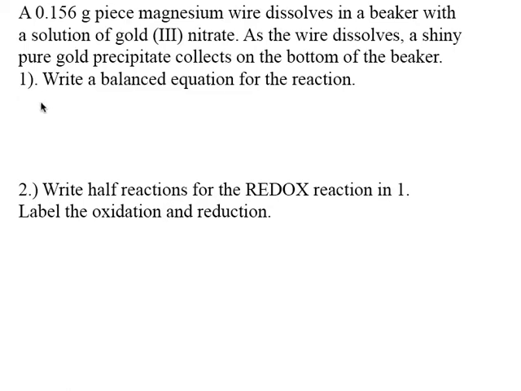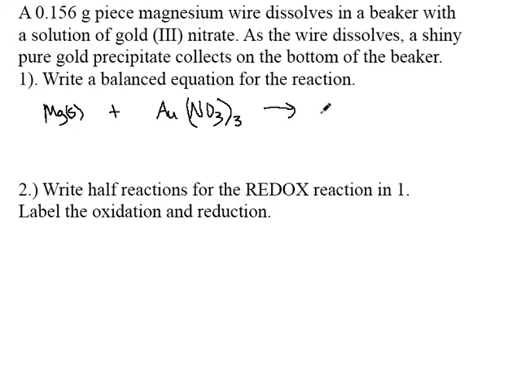We're going to start with solid magnesium, and it's going to be dissolving in a solution of gold 3 nitrate. So the symbol for gold is Au, and nitrate, of course, is NO3. Our gold is gold 3, so that means gold is a +3. Nitrate, of course, is a -1. So there needs to be 3 nitrates to balance out each gold ion.